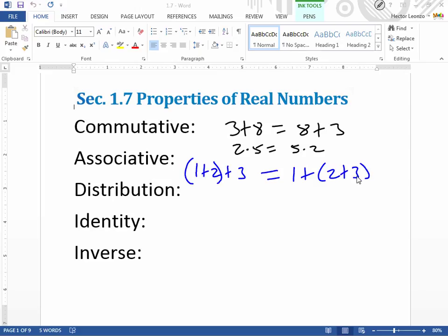It's just that on one side, I have a group, 1 and 2. On the other side, I have a different group. But the results should be the same. The order of the numbers is the same. It's just that on one side I have one group, on the other side I have another group.